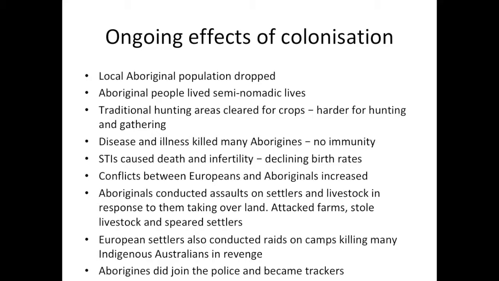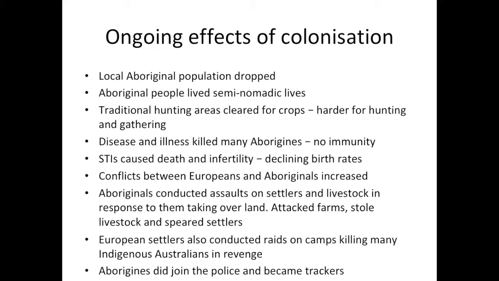Aboriginal people in this time lived semi-nomadic, which means they lived in a place for a while and then they'd move. Traditional hunting areas were cleared for crops, making it hard for hunting and gathering. Disease and illness killed many Aborigines, as they didn't have the immunity to these diseases. Sexually transmitted diseases caused death and infertility, leading to declining birth rates.